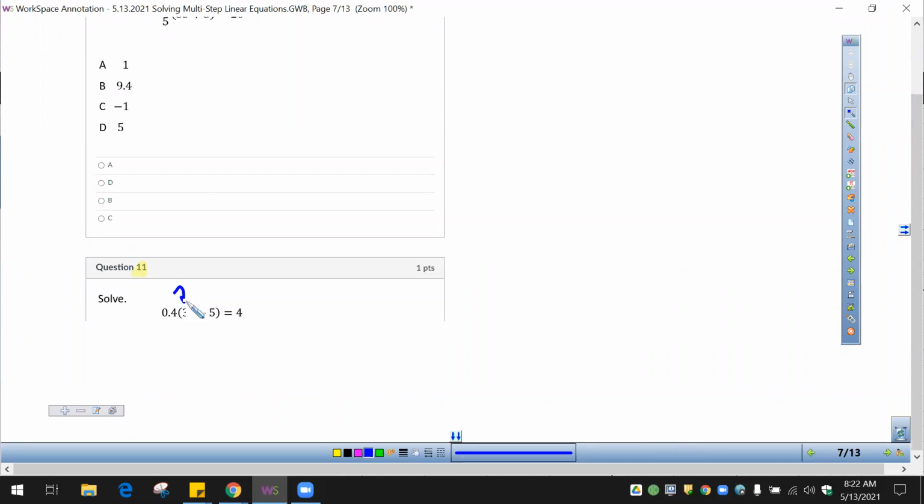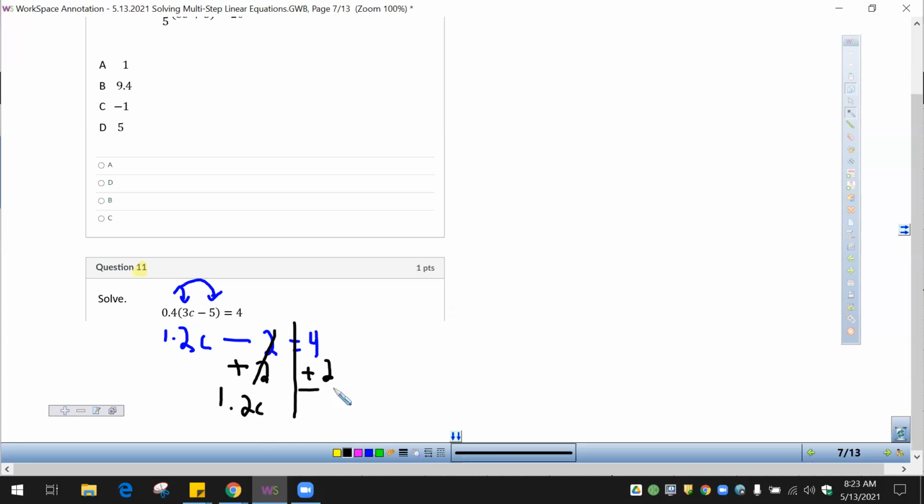This one's the one with decimals, so you would multiply 0.4 times everything inside the parentheses. Again, that's distribution. So you get 1.2c, and again, it's the same steps. And then you get -2 is equal to 4. Drop the line down the middle. You do +2 to both sides. This goes away. Bring down the 1.2c, and get 4 plus 2 is equal to 6.